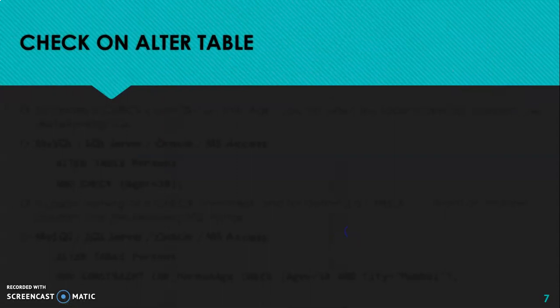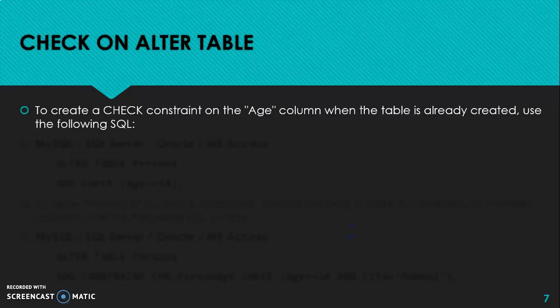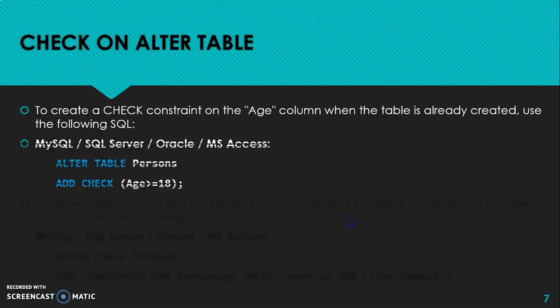Now I have already created a table and I want to add the constraint. So I will be using the alter table. To create a check constraint on the age, like what we have already discussed, using MySQL, SQL Server, Oracle or MS Access: alter table person, that is the table name, add the constraint name, that is check, and the condition age should be greater than or equal to 18. So this is how I am adding the check constraint after the creation of my table.